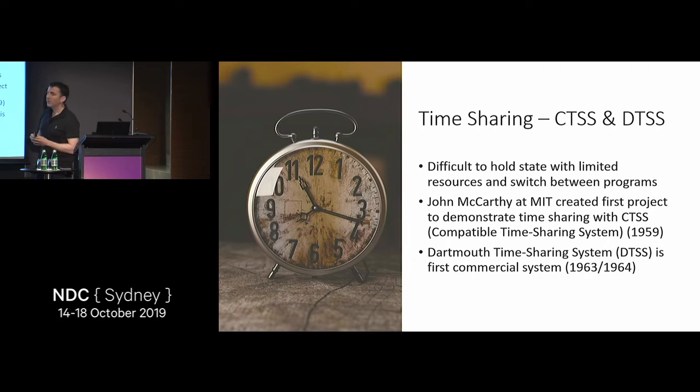So it takes a bit of time before we start getting a modern-day time-sharing operating system. And this is a really difficult problem at the time. Very limited hardware, and it's a very tough problem because as you switch between different applications or programs, you're going to need to store the state of what these things are somewhere. But this is eventually solved with the introduction of the first time-sharing system, CTSS, by John McCarthy at MIT. And later we see DTSS, or the Dartmouth Time-Sharing System, released 3 or 4 years later in 1963.